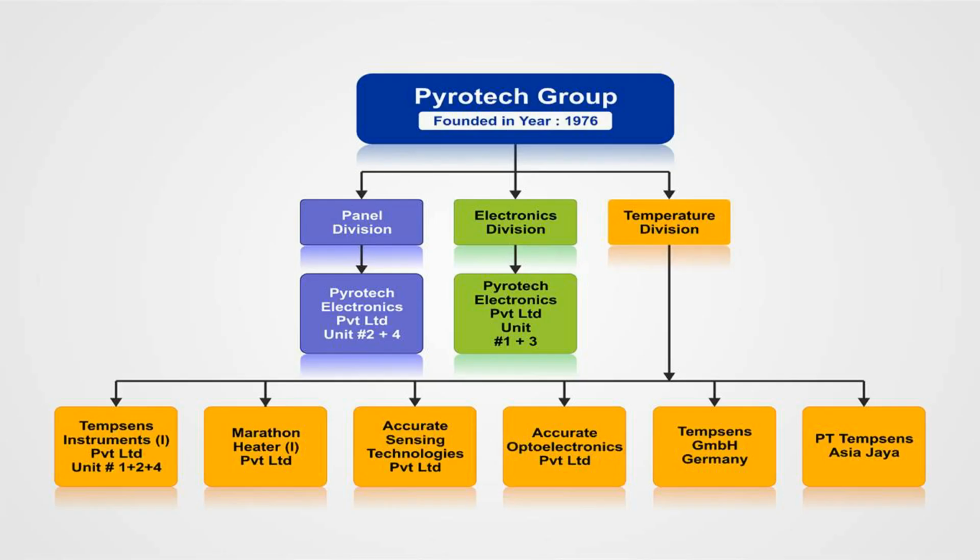First of all, a small briefing about our company. We are a part of Pyrotech Group, which was founded in the year 1976. We have three divisions: panel division, electronics division, and temperature division. Panel division is taken care of by Pyrotech Electronics Private Limited, Unit 2 and 4. Electronics division is taken care of by Pyrotech Electronics Private Limited, Unit 1 and 3. And temperature division, Tempsens Instrument Private Limited, Unit 1, 2 and 4.